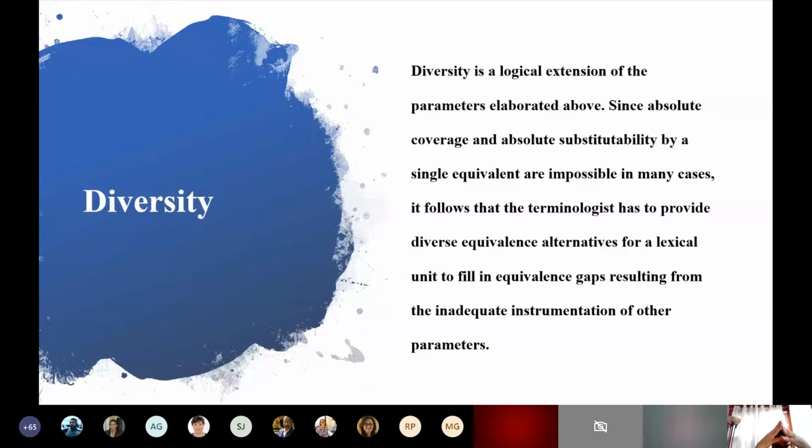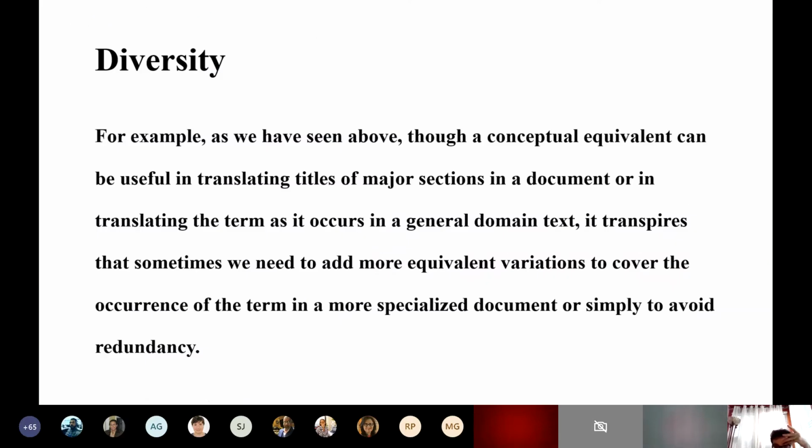Then we talk about diversity. It's a logical extension of the parameters elaborated. Since absolute coverage and absolute substitutability by a single equivalent are impossible in many cases, we need to provide diverse equivalence alternatives to fill in the equivalency gaps resulting from inadequate instrumentation of these parameters. As we have seen, in the case of a conceptual equivalent, we need to add other equivalents like trafficking in persons. We need to add also trafficking in order to avoid redundancy in some cases, like we have seen in the example I've just given.